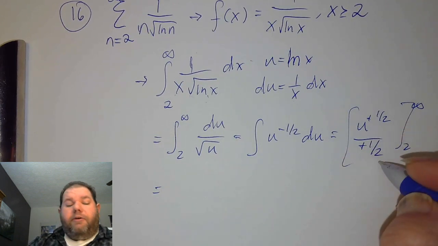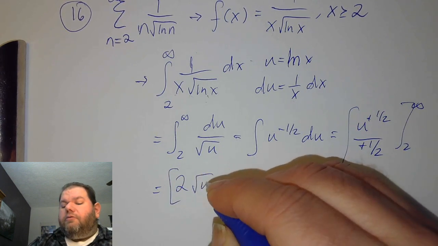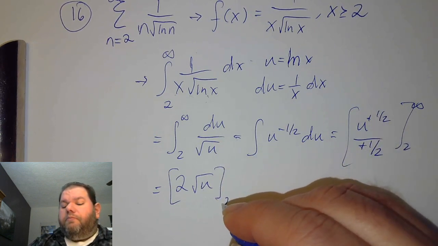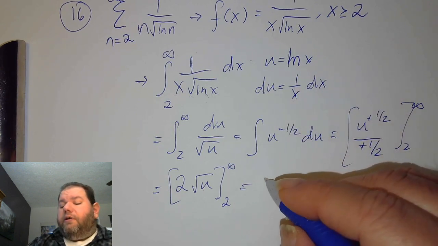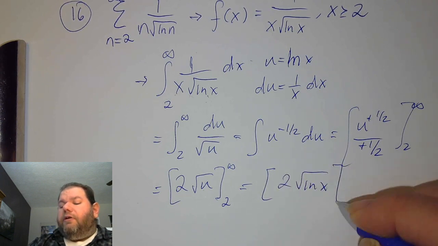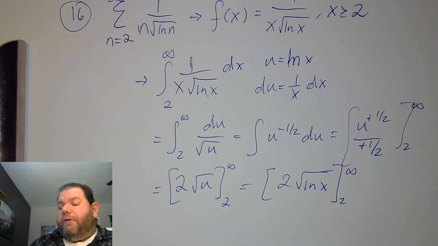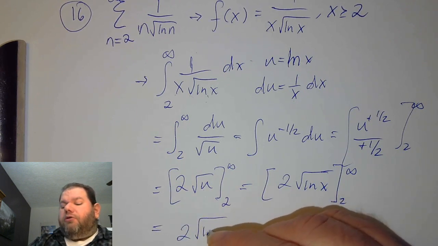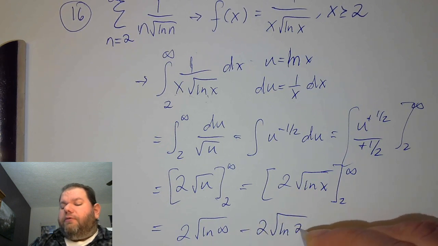Now if we divide by 1/2, that's the same thing as multiplying by 2. And u to the 1/2 is square root of u. Now we can plug back in u, which is natural log of x. So we end up with 2 square root of natural log of x from 2 to infinity. And if we plug in those limits, we get 2 square root of natural log of infinity minus 2 square root natural log of 2.